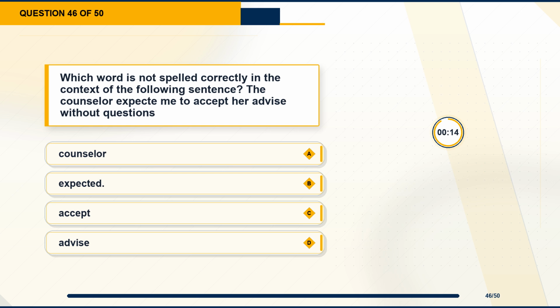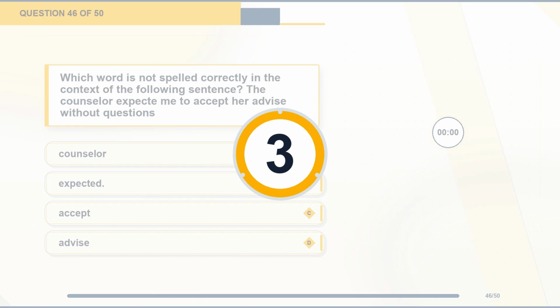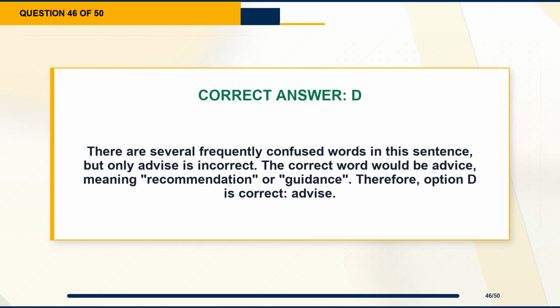Question 46. Which word is not spelled correctly in the context of the following sentence? The counselor expect me to accept her advice without questions. Option A, counselor. Option B, expected. Option C, accept. Option D, advise. The correct answer is option D, advise. Explanation. There are several frequently confused words in this sentence, but only advise is incorrect. The correct word would be advice, meaning recommendation or guidance. Therefore, option D is correct, advise.